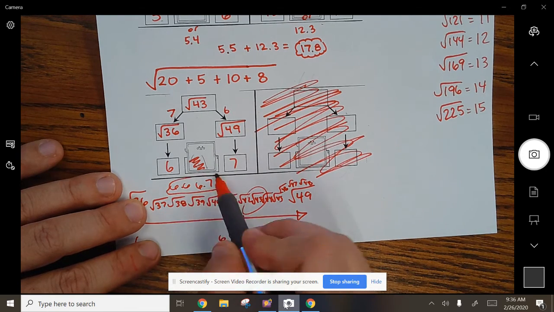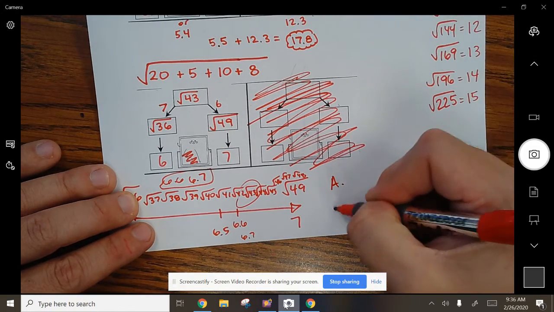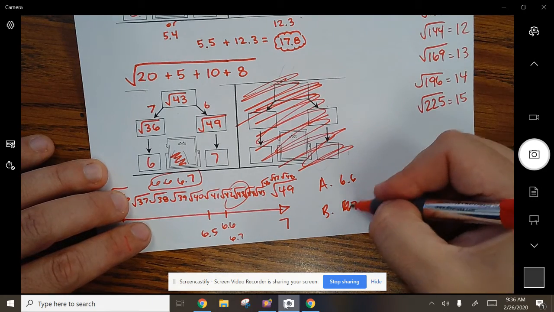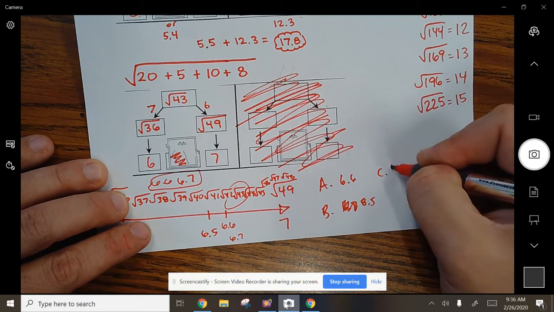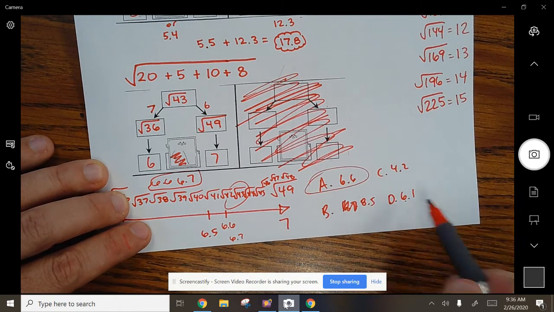Okay. And your answer choices, you're going to be able to figure this out. The answer choices would never give you like 6.6, 6.7 to choose from. It'd be like 6.6, and then it would be like 8.5, and then it'd be like 4.2, and then like maybe 6.1. And you would know it's 6.6, not 6.1.